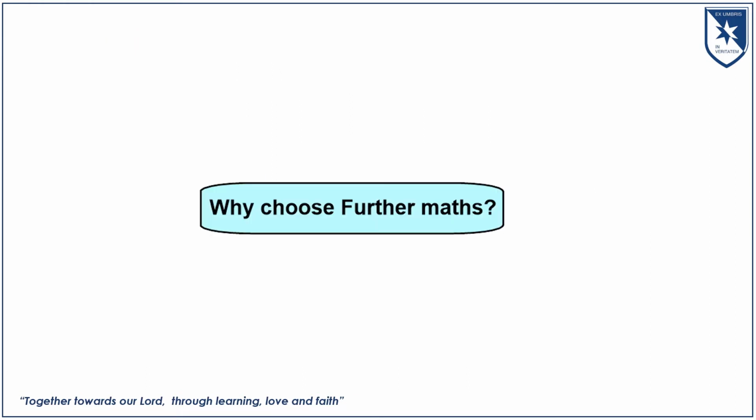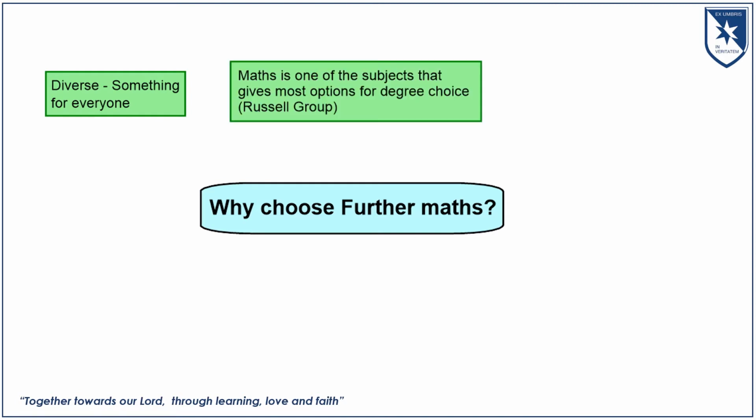So why choose further maths? Well, first, it's diverse. There's something for everyone, lots of really interesting topics. Maths is one of the subjects that gives most options for degree choice, particularly with the Russell Group of universities. It helps increase earning potential by 10%.